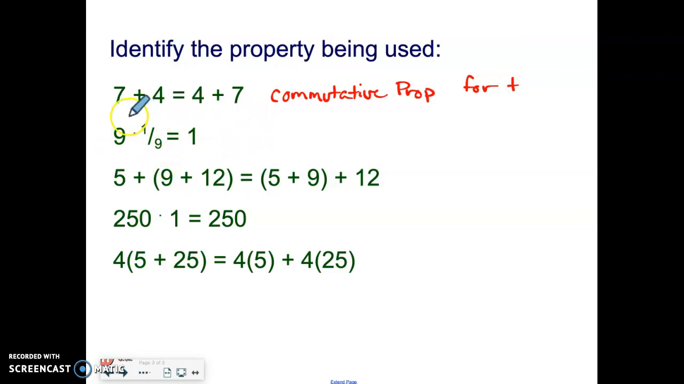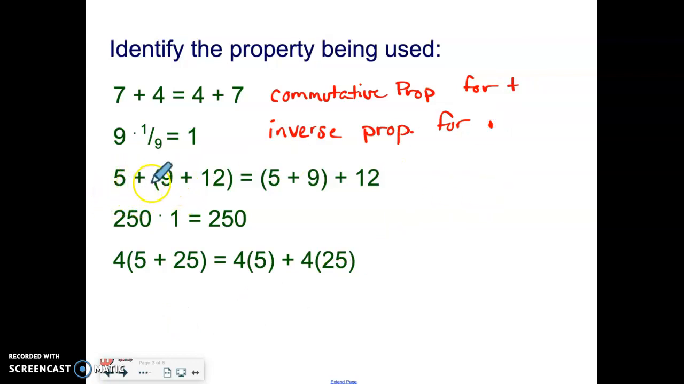Next problem here, I have 9 times 1/9 is equal to 1. So I'm multiplying two things together to get back to an identity, and this is the multiplicative identity. So I already know this is for multiplication. And when I'm multiplying something to get back to the identity, this is the inverse property. And it's for multiplication. I'll just do a dot for multiplication.